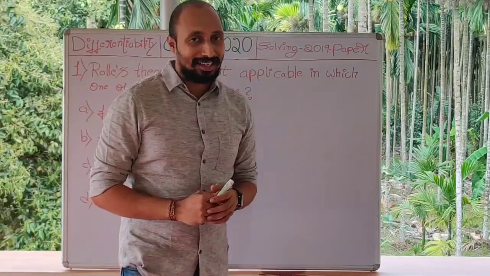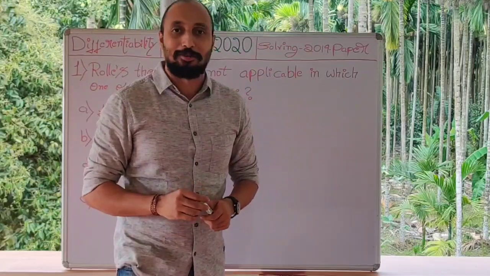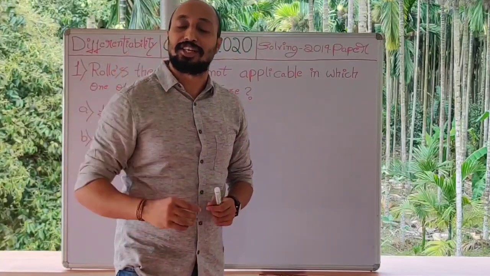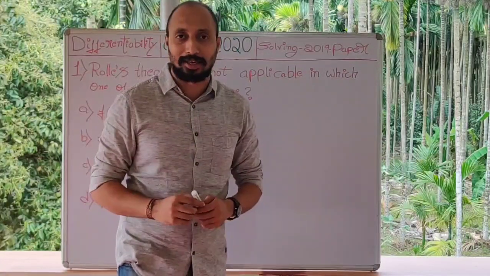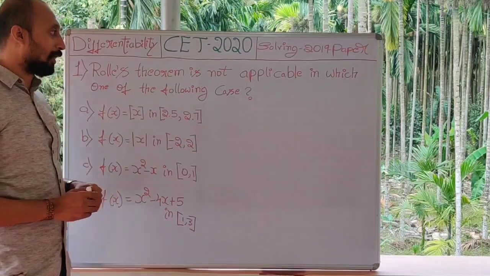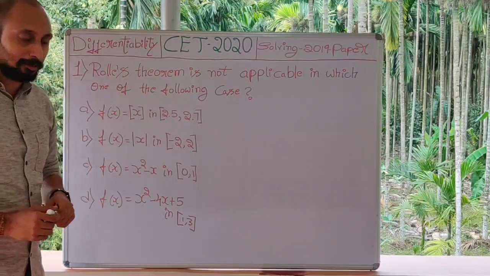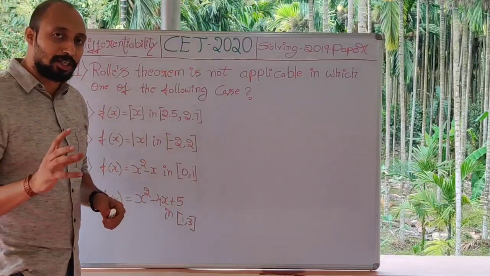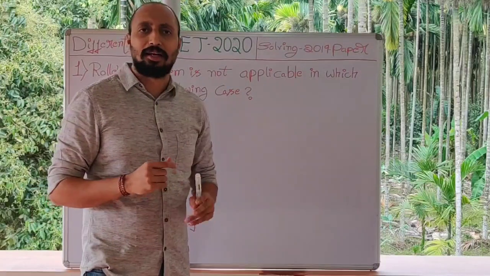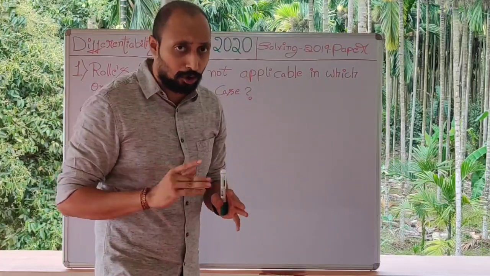CET 2019 on differentiation, we are solving. ನಾವು 2019ರ CET ಕ್ವೆಶ್ಚನ್ ಪೇಪರ್ ನ ಡಿಫರೆನ್ಸಿಯೇಷನ್ ಚಾಪ್ಟರ್ ಮೇಲೆ ನಾನು ಸಾಲ್ವ್ ಮಾಡ್ತಾ ಇದ್ದೇನೆ. ಸೊ ಅದರ ಮೊದಲ ಪ್ರಶ್ನೆ ಹೀಗಿದೆ: Rolle's theorem is not applicable in which of the following cases? ಯಾವ ಕೇಸಲ್ಲಿ ರೋಲ್ಸ್ ಥಿಯರಮ್ ಅಪ್ಲೈ ಆಗೋದಿಲ್ಲ? ನಮ್ಮ ತುಂಬಾ ಈಸಿ ಇದೆ ಆನ್ಸರ್. In one step we will get it, but I want to tell you where we will do wrong.